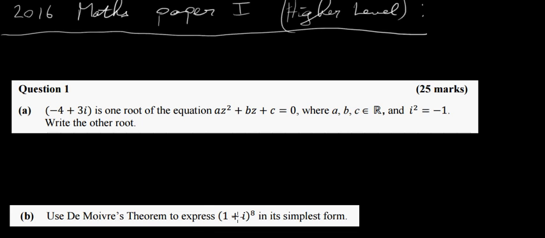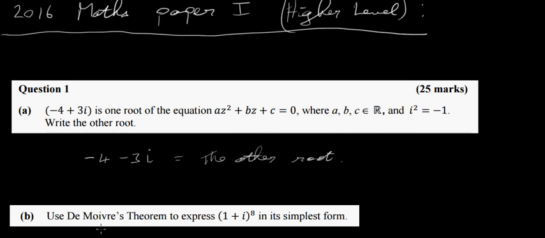Now this is basically the conjugate root theorem. So we're told that the coefficients a, b and c are all real, so therefore we can use the conjugate root theorem. So the other root here is simply the conjugate of minus 4 plus 3i, so minus 4 minus 3i is the other root. Okay, so that's fairly straightforward.